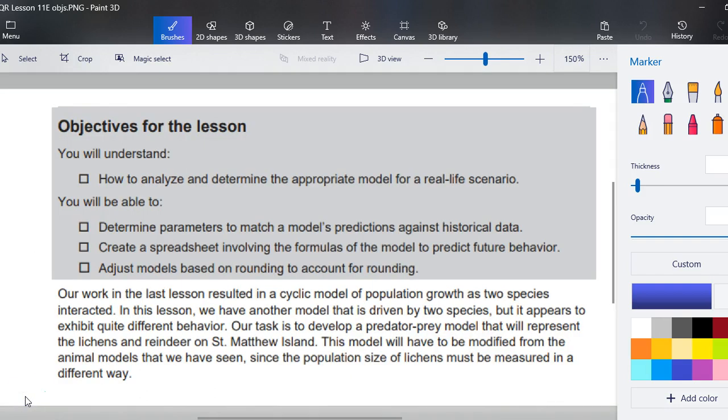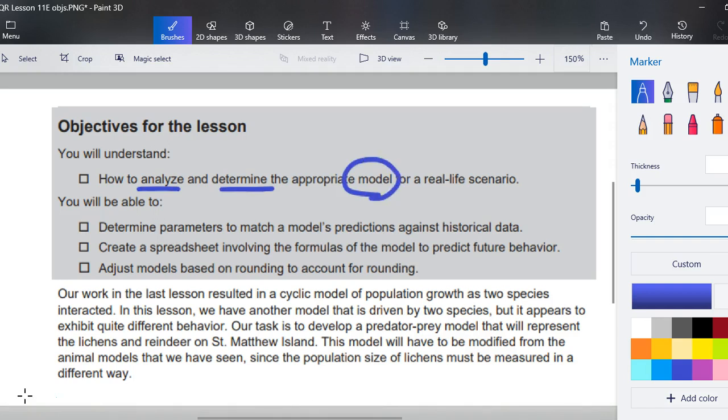On question number 1, you could have said you feel like they have very similar relationships. And then you could have said that they don't. They don't match any models that we've seen so far. Whatever you wrote down, realize that our objectives for this lesson are that we're going to understand how to analyze and determine an appropriate model for a real-life scenario.